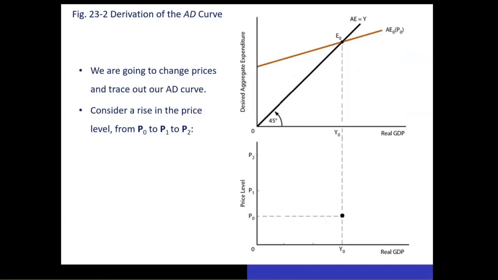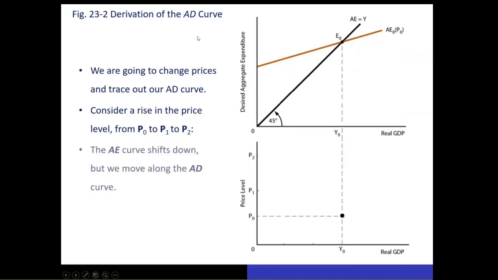So what we're going to do is change prices and trace out our aggregate demand curve, okay? So if prices are P0 and our aggregate expenditures function is given by this, then we are going to have real GDP equaling Y0, okay? So remember, the aggregate demand curve is in the price level and real GDP space. So we're just going to plot this information down here. So when the price level is P0, real GDP is Y0. Okay, so that's one point on our aggregate demand curve.